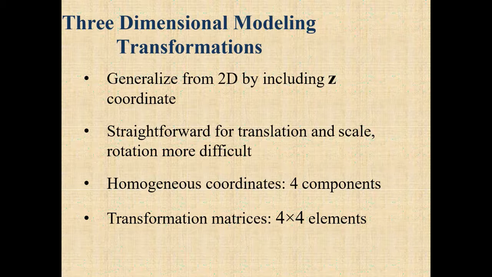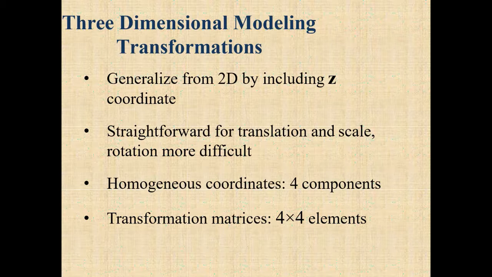3D modeling transformation is generalized from 2D by including the z coordinate. As I said, homogeneous coordinates are added as the fourth component. Transformation matrices are 4 cross 4 elements. So in 2D transformation, there were two planes, x and y. Another homogeneous coordinate was added as the third component, and there it was 3 cross 3. Here it is now 4 cross 4.